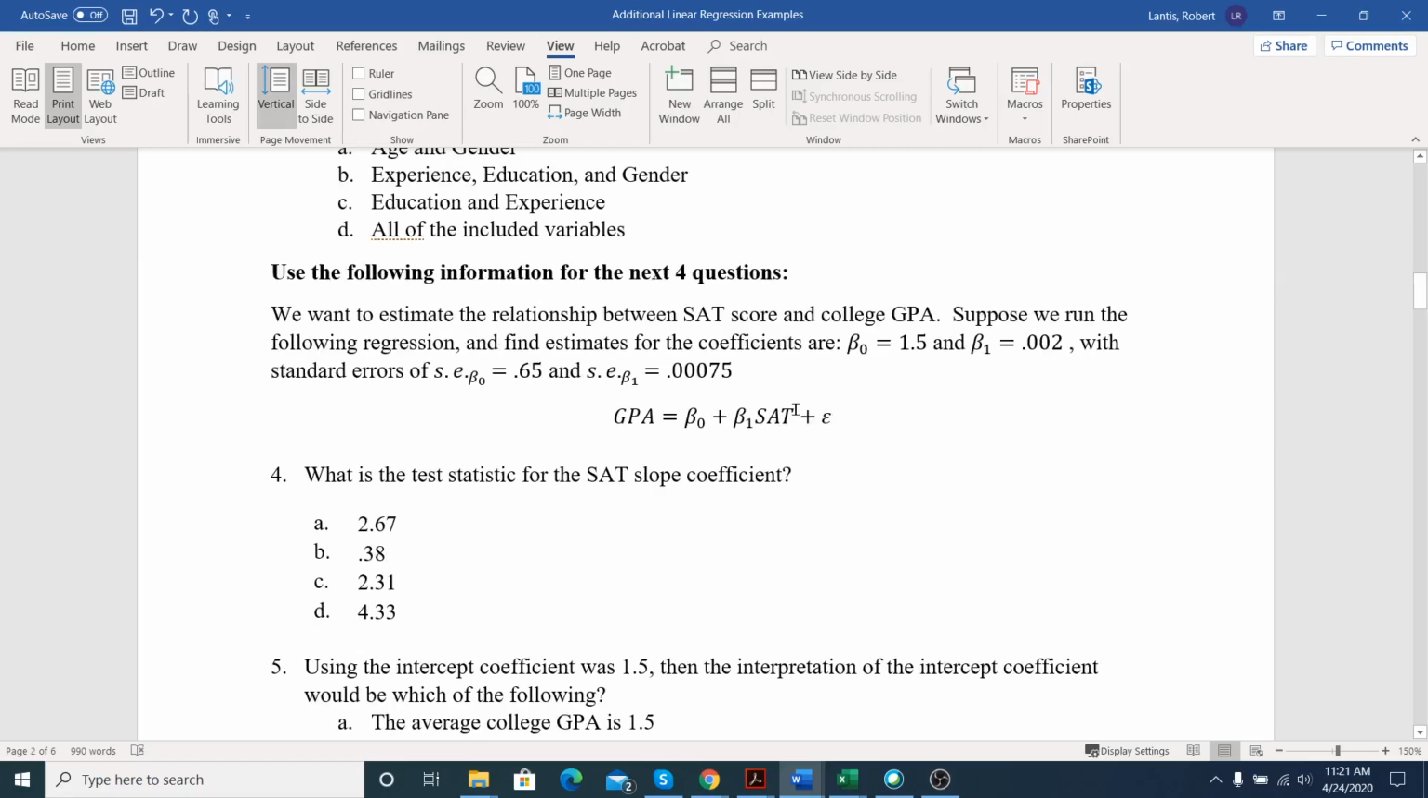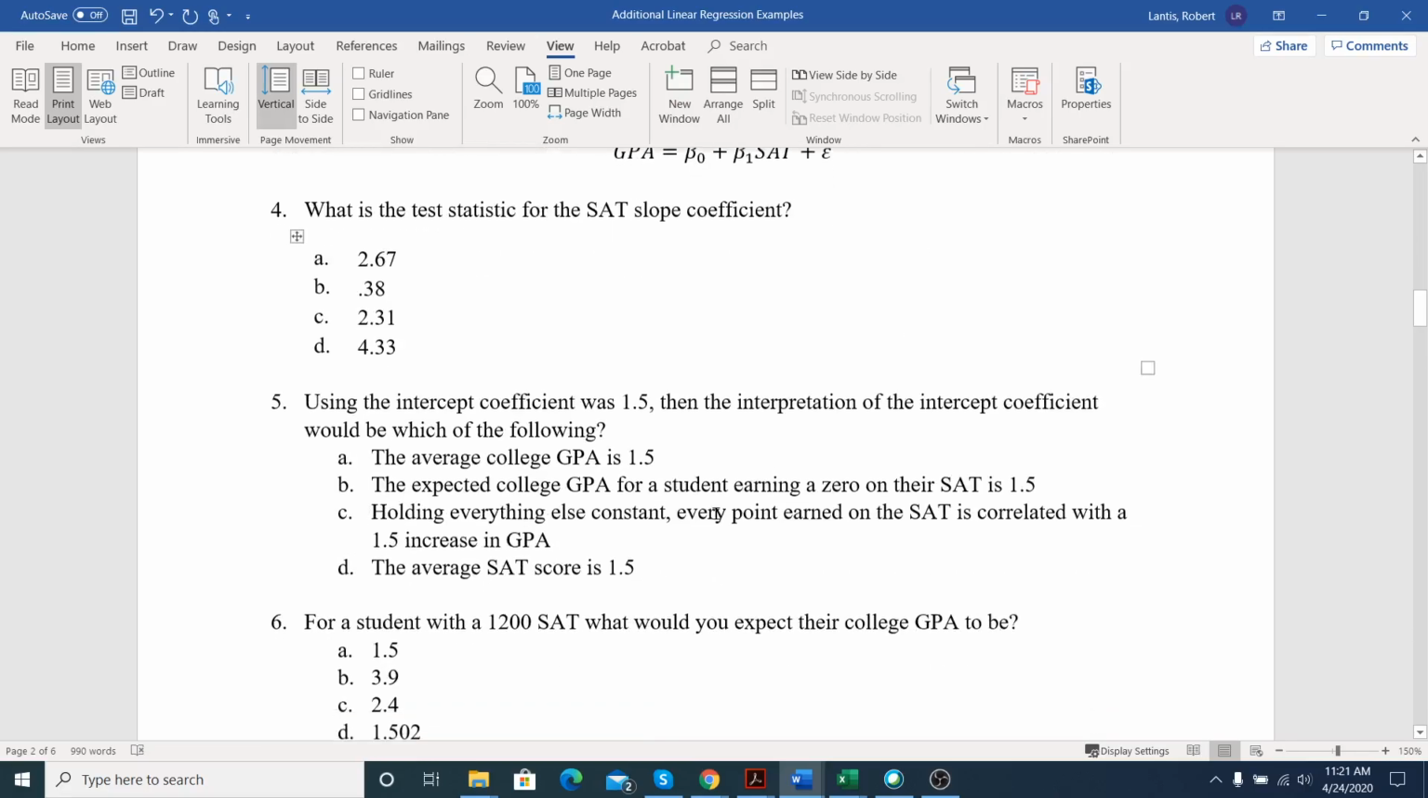Okay, so here the interpretation would be, if someone got a 0 on their SAT score, what would their predicted GPA be? It would be a 1.5, right? So the expected college GPA for a student earning a 0 on their SAT score would be 1.5. That's how we would interpret the intercept.